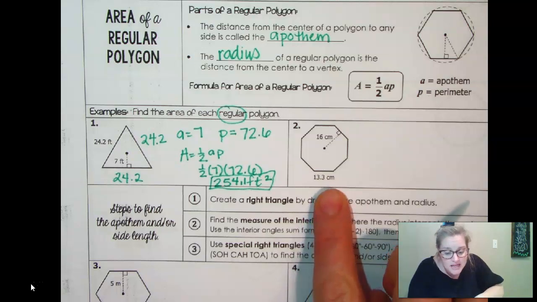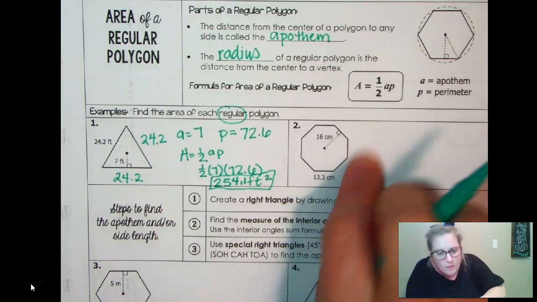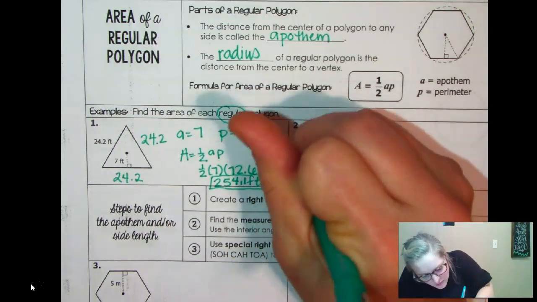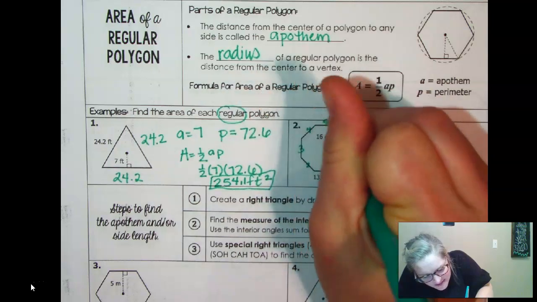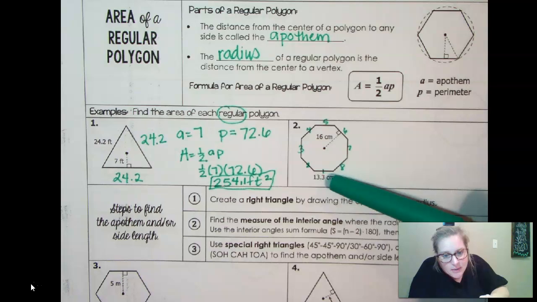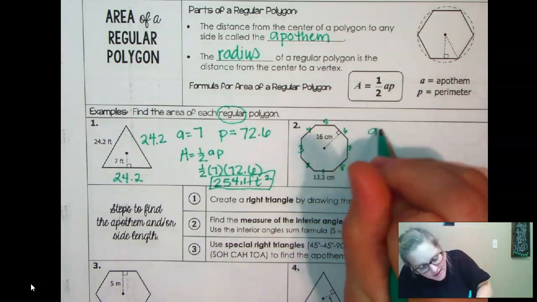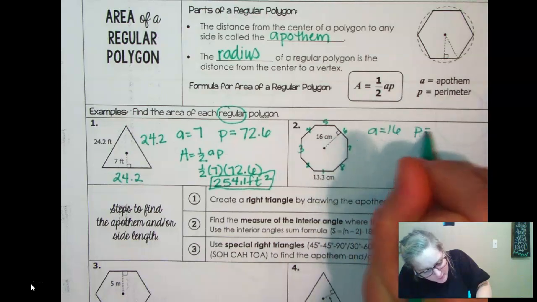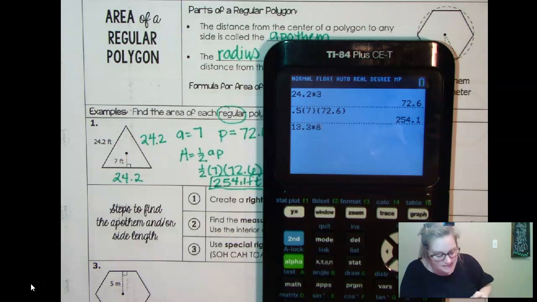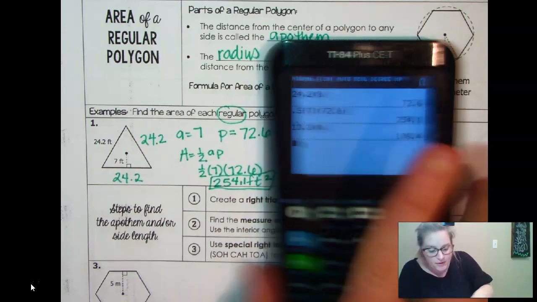We know our side is 13.1. Well, I don't want to write 13.1 out that many times. What I need to know is how many sides this polygon has. So this would be 1, 2, 3, 4, 5, 6, 7, 8 sides. What do we call that? An octagon? Okay, so we've got 8 sides. Each side is 13.1. So that means, well, let's do A first. A is 16. My perimeter is going to be 13.3. And I'm multiplying that times 8 because there are 8 sides. So that's going to be 106.4. That's my perimeter.